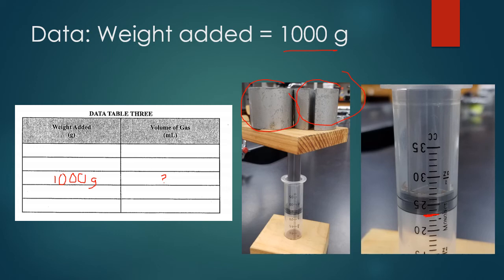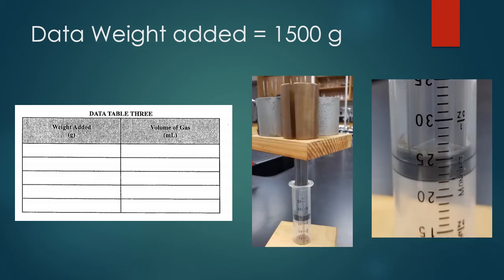So record what you see using that picture. Next, we're doing 1,500 grams. So I have 3 of the weights on top of that wooden platform. Now notice in the previous slide, it was at 23 when it had 1,000. And now it only moved a little bit more by adding another weight. Because that gas that's being compressed, as more weights are added, the pressure in that syringe is also increasing. So it's not allowing it to be compressed as much.